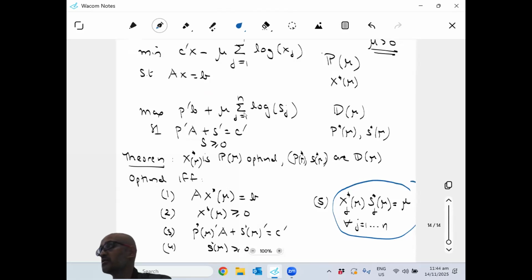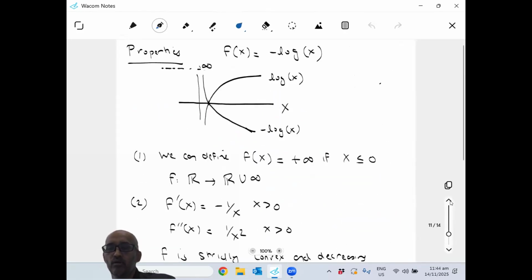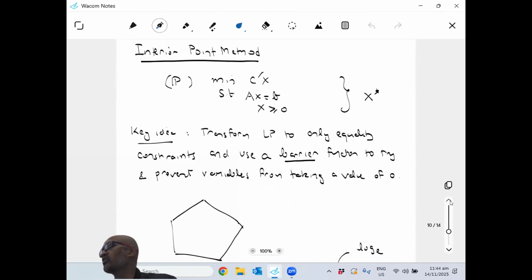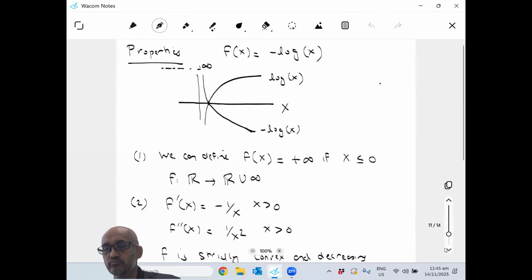Can you see that? If I solve a linear program, what is primal feasibility? Ax equal to b, x non-negative. What is the dual? Maximize p transpose b, p transpose A less than or equal to c transpose. I can add a slack. That's my primal and dual feasibility, right? So I've just written down the primal and dual feasibility.